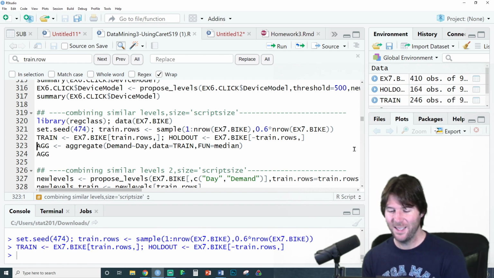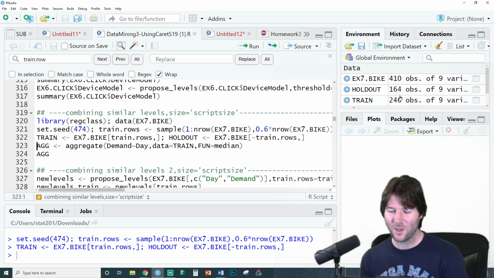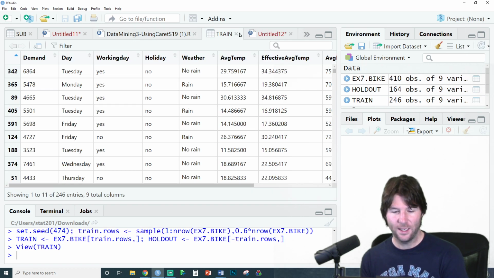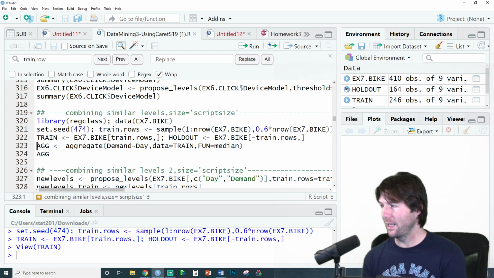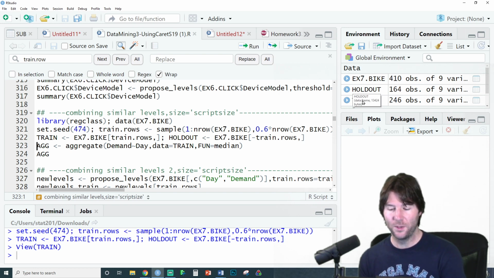686. What am I saying? But it should be 60% right here. And you're noticing that we're just creating a subset of only train rows that we're going to make our model with, and the holdout will test the model. So it makes sense that this is 40%, this is 60%.